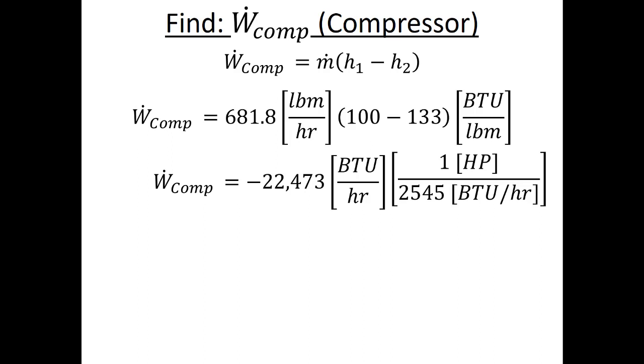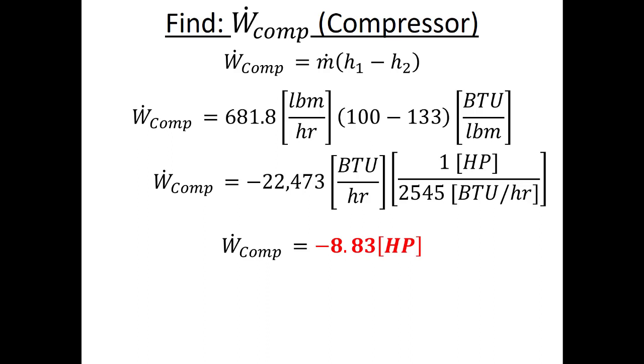So what I'm going to do is divide by 2,545, which is the conversion to go from BTU per hour to horsepower. So there are 2,545 BTU per hour per horsepower. When I do that, I get that my compressor power is negative 8.83 horsepower.